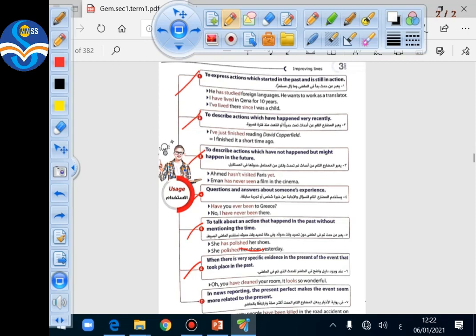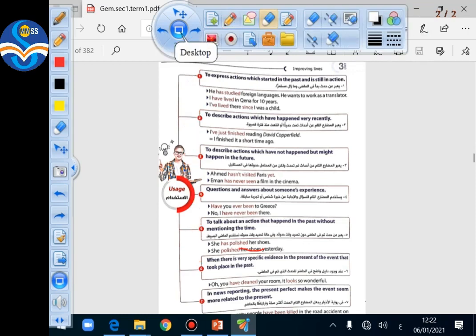In news reporting, present perfect makes the event seem more related to the present. If I'm speaking about an action and I use the present perfect, this way I clarify that this happened recently, it just happened. Because if I use the past simple, I'm going to say that this happened a very long time ago. But when I say present perfect, that means that it recently happened. That's why we use it in news reporting.